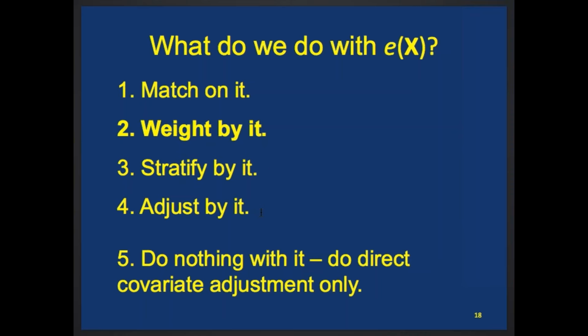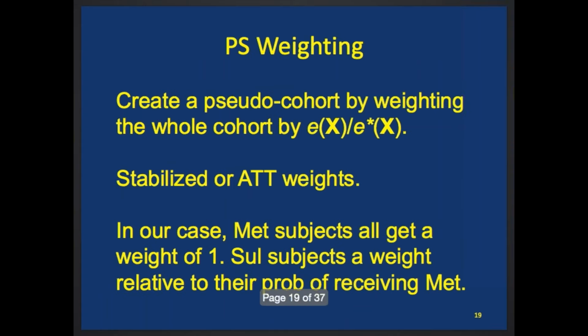And finally, you can adjust by it. That's something I will rail against at some point in the future. I'm not a fan of that particular approach. And lastly, I just put a reminder that depending on your data set, if your data set's not very big or doesn't have a lot to work with, it's possible the best you might be able to do is just pick a small number of covariates and adjust by them. There may just be limitations to the data set that have to be respected. So let's emphasize weighting for the rest of this talk.